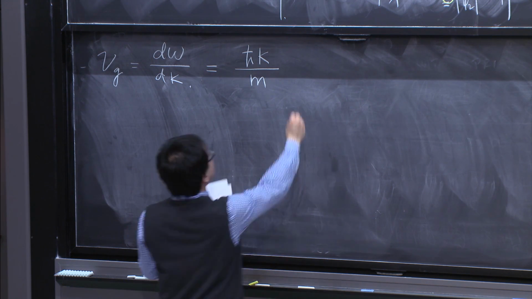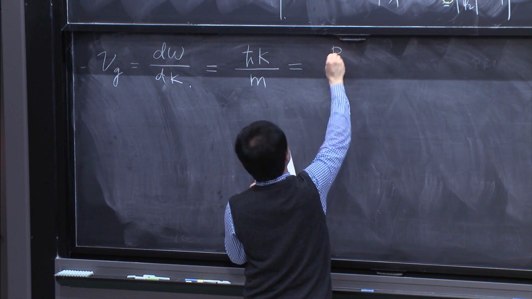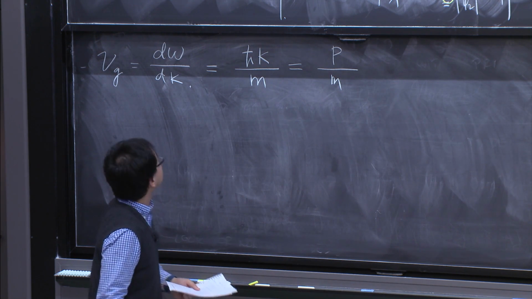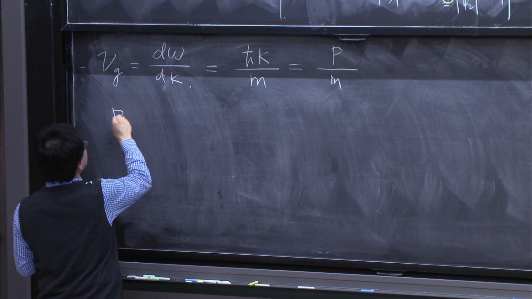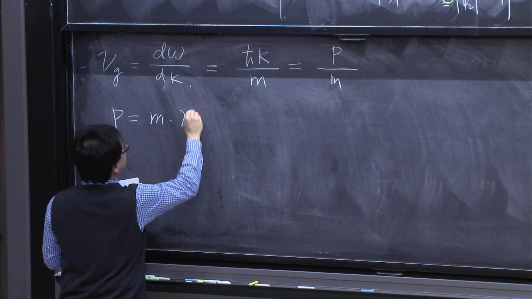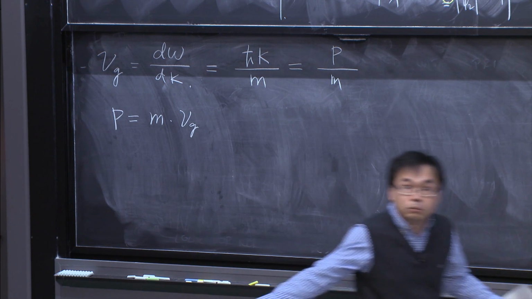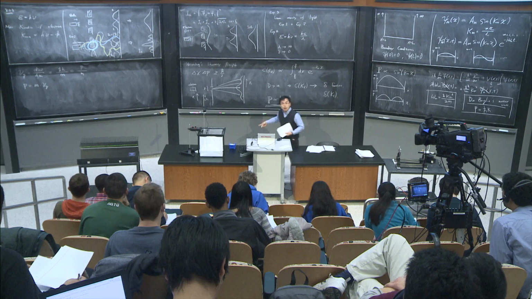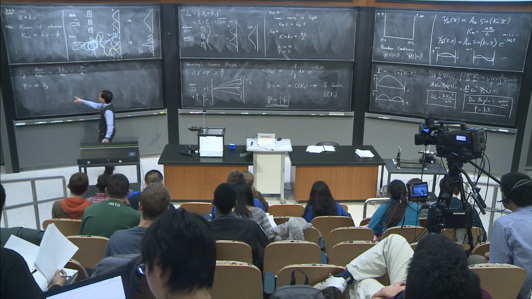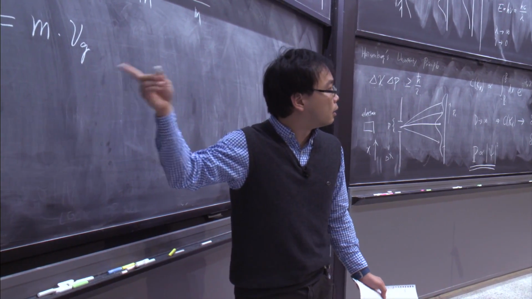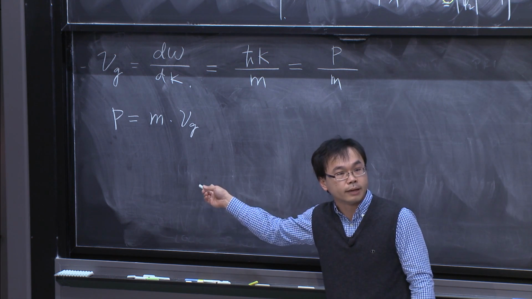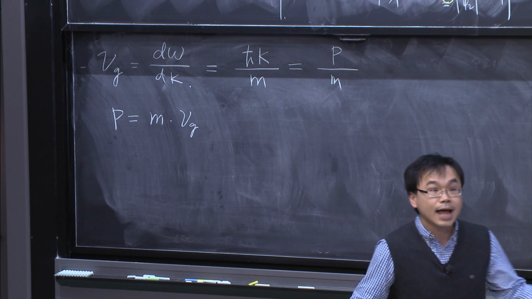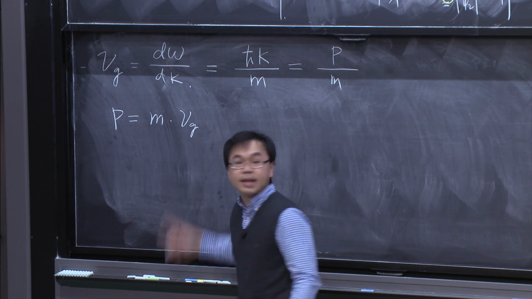Okay. And this is equal to what? This is equal to P divided by M if I use de Broglie's matter wave. Therefore, you have P equal to M times v_g. Wow! Look at this. What are we getting here? What we are getting here is that the group velocity of the waves is actually the classical velocity, P equal to m times v.